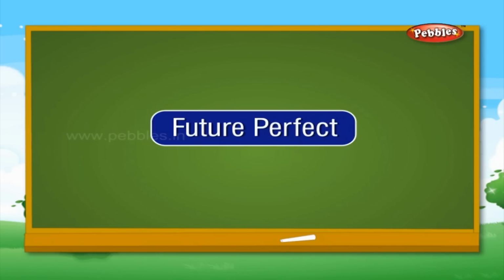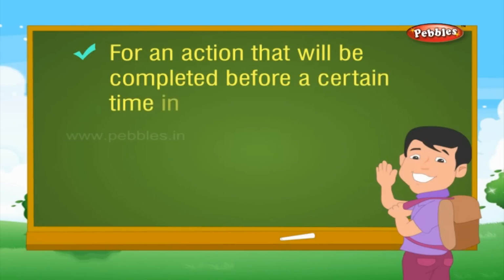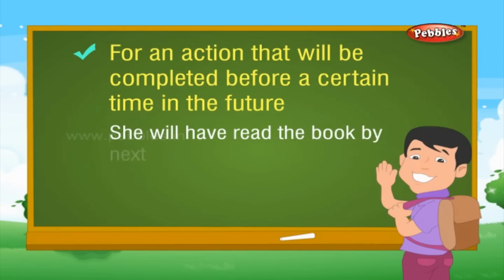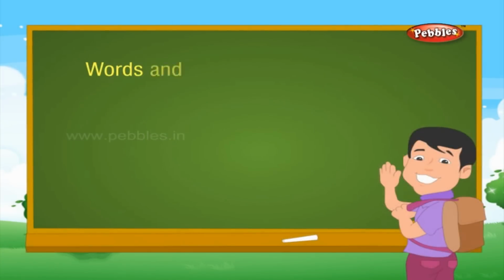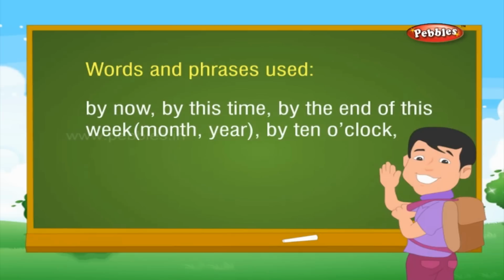Future perfect. For an action that will be completed before a certain time in the future. She will have read the book by next week. Words and phrases used: by now, by this time, by the end of this week, month, or year, by 10 o'clock, by tomorrow, after a year.